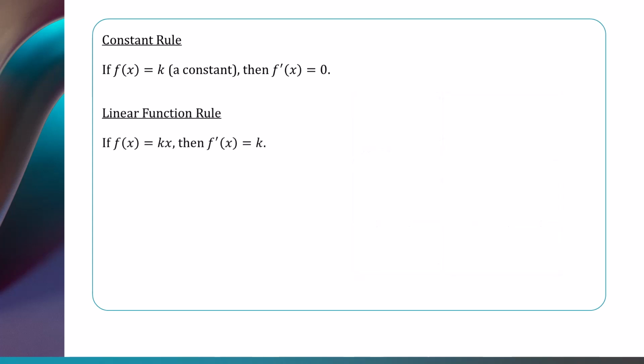The second rule is the linear function rule. If f of x equals k times x, then f prime of x equals k.